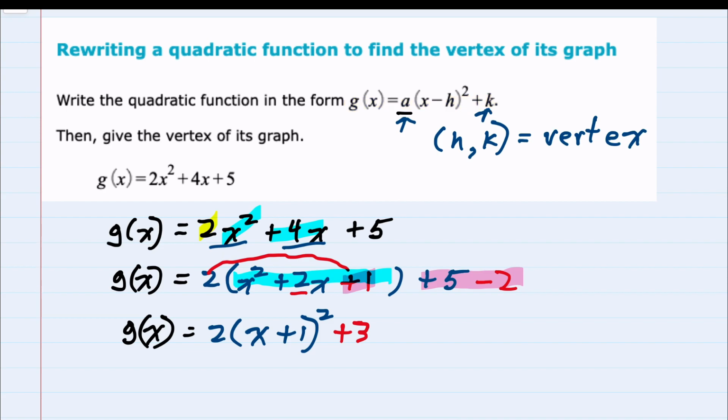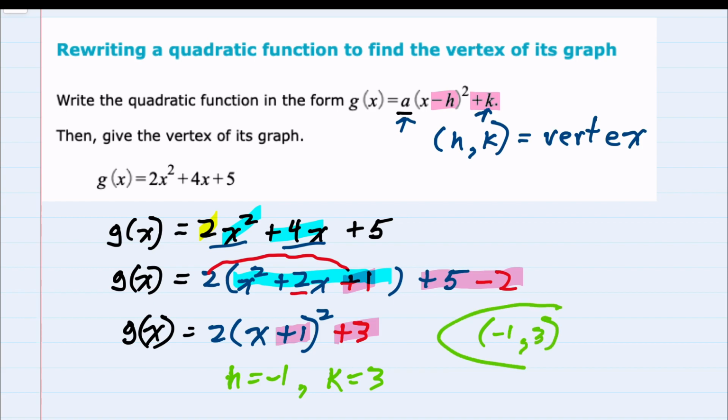In standard form up here, I know that h is what is being subtracted from x. So what's being subtracted from x is minus 1. H is minus 1. K is what's being added afterwards. So k is 3. H is minus 1. K is 3. The coordinate h, k, or negative 1, 3, is our vertex.